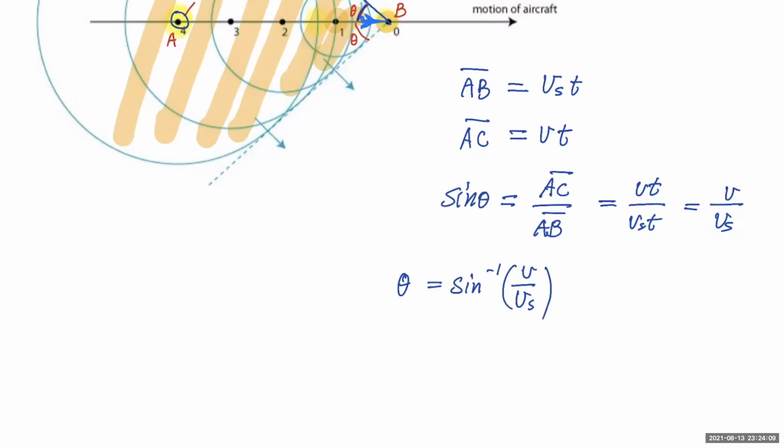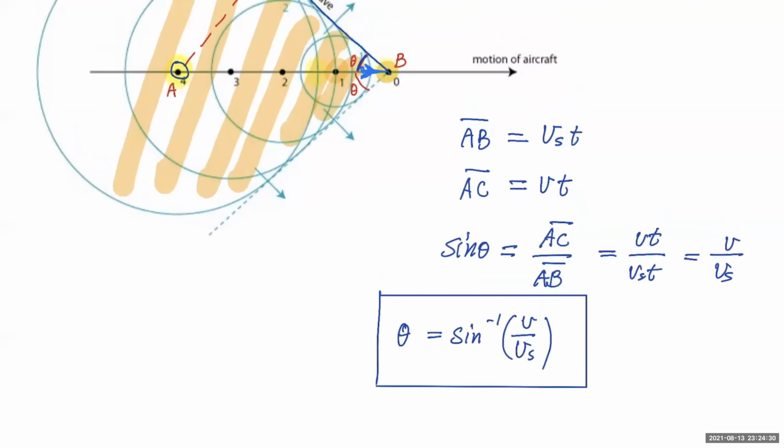You see this whole thing only makes sense if V is less than Vs, because otherwise you get a value of a sine function greater than 1, which is impossible. So this happens if V source is greater than V. The thing flies at supersonic speed and you get a shock wave. And the greater Vs is, the smaller the angle. So you're basically concentrating all the waves within this very narrow cone if you fly at a speed far greater than that of sound.